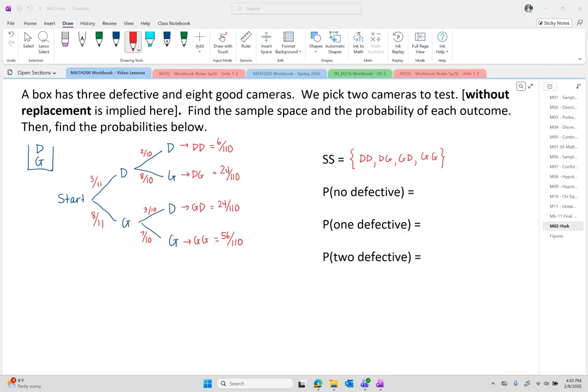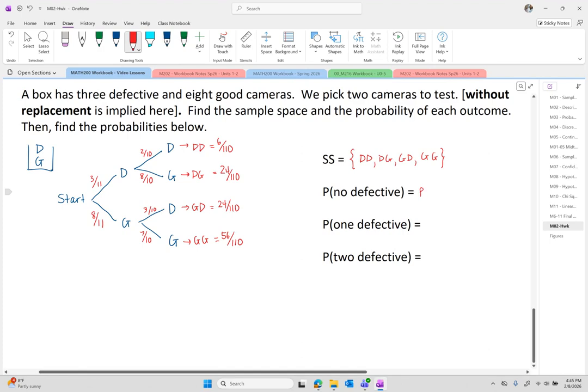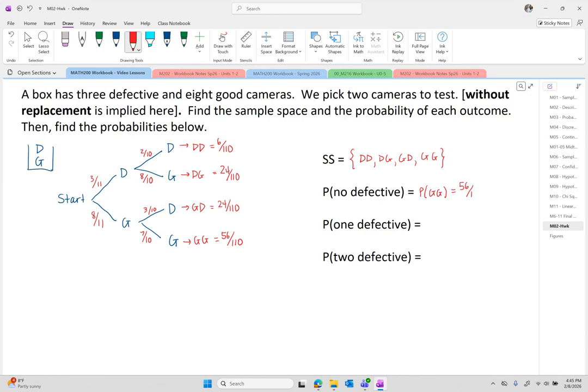Now, the probability of no defective means that you picked only good cameras. So the probability of 2 good cameras will be 56 out of 110. The probability of 1 defective will be that you either picked a defective and then good, or that you picked a good and then a defective. So that will be 24 plus 24, which is 48 out of 110. And the probability of 2 defective will be that you picked a defective and then a defective, and that will be 6 out of 110.